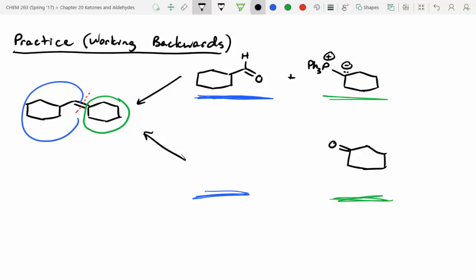Okay, so we could have the green ring be our ketone. And then we've got to identify what ylide we would need to attach all of the blue carbons. So we've got this ring. We've got this carbon here. This carbon here must have had a negative charge on it, right? In order for it to be the nucleophile. And then the phosphorus must have been attached to that carbon. So really, either of these would work.